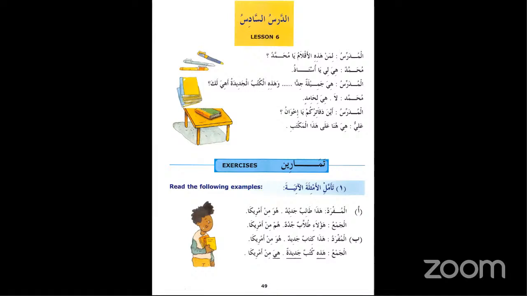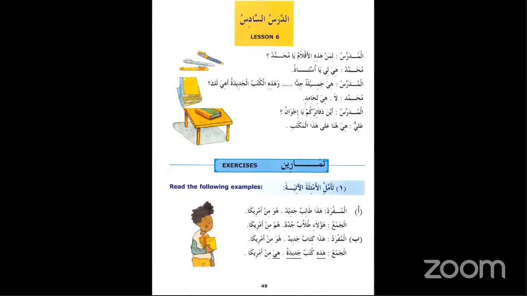It's from America. And the plural for that is Hazihi Kutubun Jadidatun hiya min America. Since a book is non-rational, the book changed into Kutubun, but the demonstrative pronoun Haza changed into the feminine singular Hazihi, and Jadidun changed into the singular feminine adjective Jadidatun. Excellent. Is this clear for everyone?